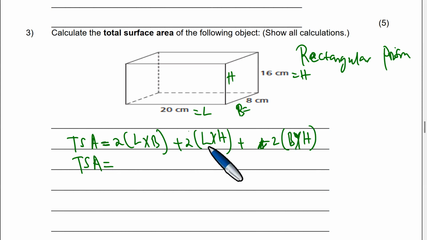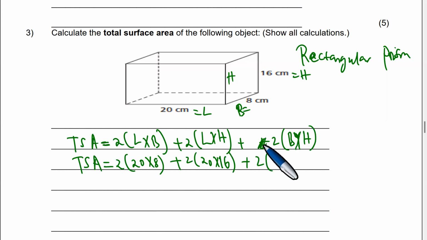So if you have the length by the breadth, the length is 20 by the breadth is 8, 2 into. Now you have the length by the height. The height is 16, but the length is 20. 2 into the breadth is 8, by the height is 16. Then you get the answer, total surface area.